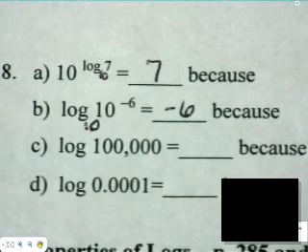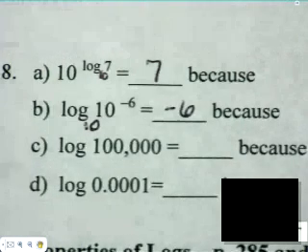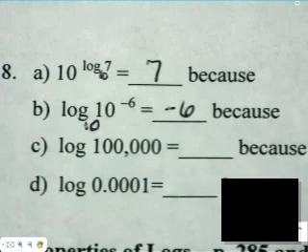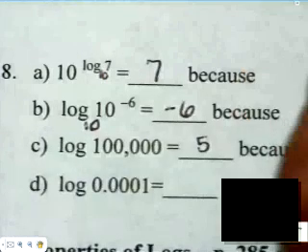10 to the first is 10. 10 squared is 100. Times another 10 would be 1,000. Times another 10 would be 10,000. Times another 10 would be 100,000. So log of 100,000 is 5 because 10 to the 5th equals 100,000.